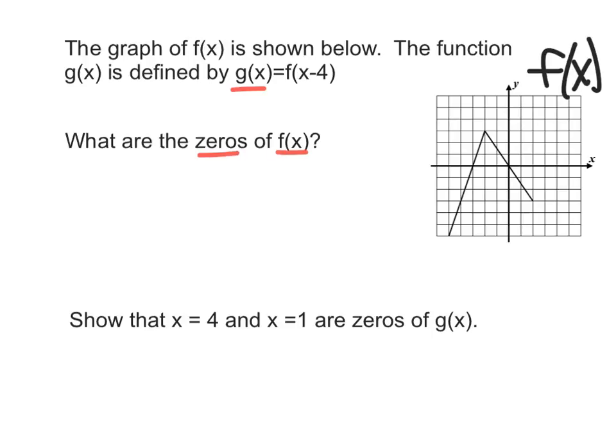Well, that means focus on this function over here. Zeros are just where my graph crosses the x-axis. So hopefully you nailed 2 of them. I would say x equals 0 and x equals -3.